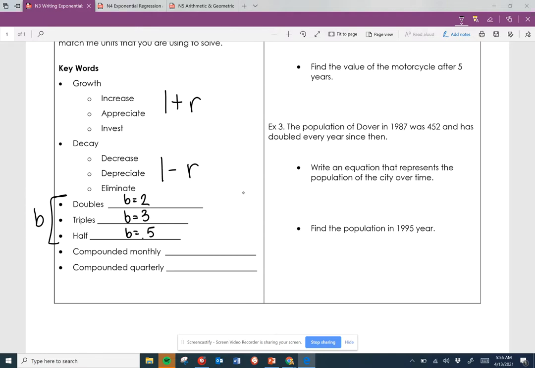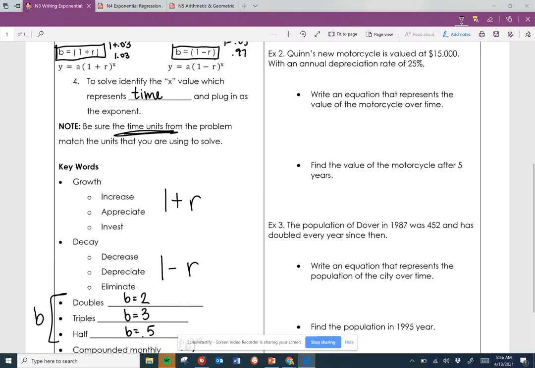Compounded monthly and quarterly are not really about the b value. It's just how you're going to put your exponent. If you have compounded monthly, you would put your exponent to a 12 if it was for 1 year, and then you would have to multiply if it was multiple years. Compounded quarterly, you'll do it to the power of 4.